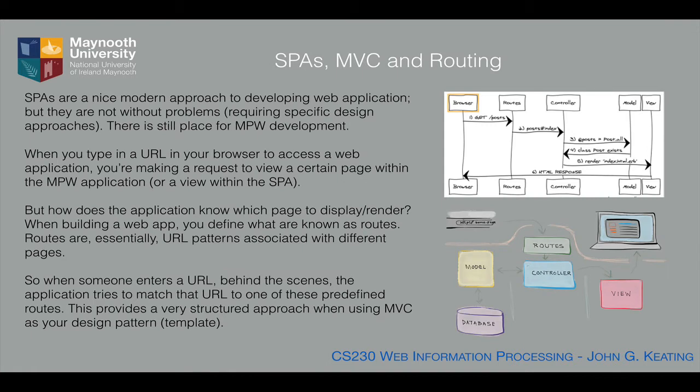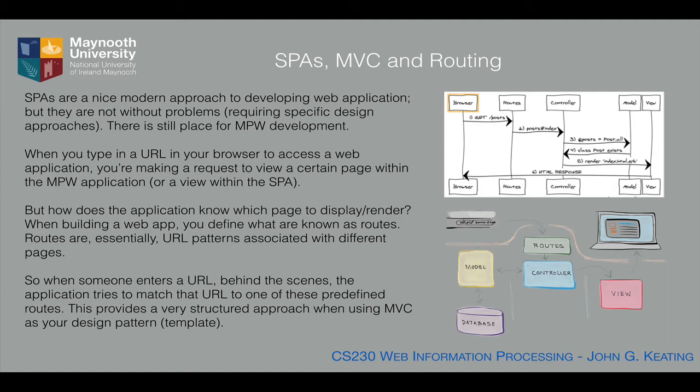So we think in terms of routing. SPAs are a nice modern approach to developing web apps, but they're not without problems, and there is a place for multi-page web development as well. What happens is when you type a URL in your browser, you're making a request to view a page within the whole application, or to view the SPA. But how do you know which page to render? When you're building a web app, you have to define what are known as routes, and they're essentially URL patterns associated with different pages.